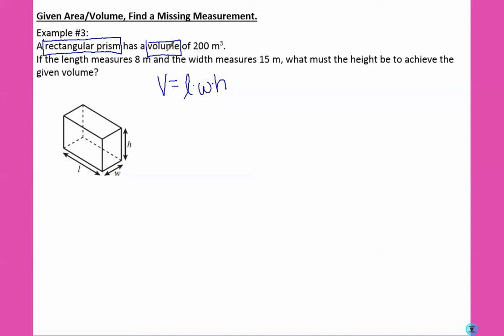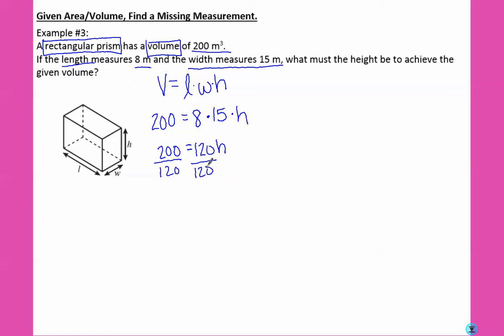So let's see what we know. The volume is 200 meters cubed, so I'm going to put in 200 for the volume. The length measures 8 meters, so 8 times the width measures 15 meters, what must be the height? So we know everything but height, so now we've got to solve for it. 8 times 15 gives us 120. Divide both sides by 120, and we get that the height is equal to 1.67, and our units for everything was meters.